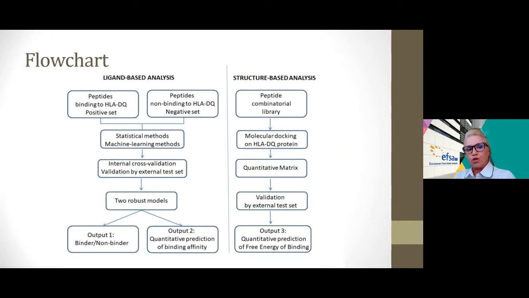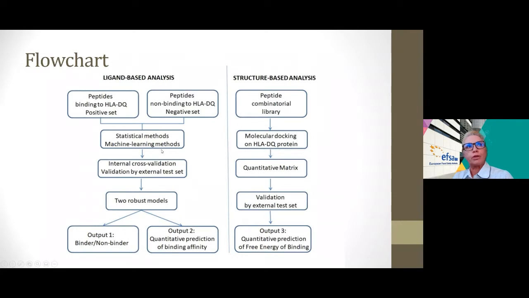Here is given the flowchart of the project. Two types of analysis were performed, ligand-based analysis and structure-based analysis. For the ligand-based analysis, we collected training sets, 2 training sets for each allele. The positive training set contains known binders. The negative training set contains non-binders. The peptides from the 2 sets were analyzed by statistical and machine learning methods.